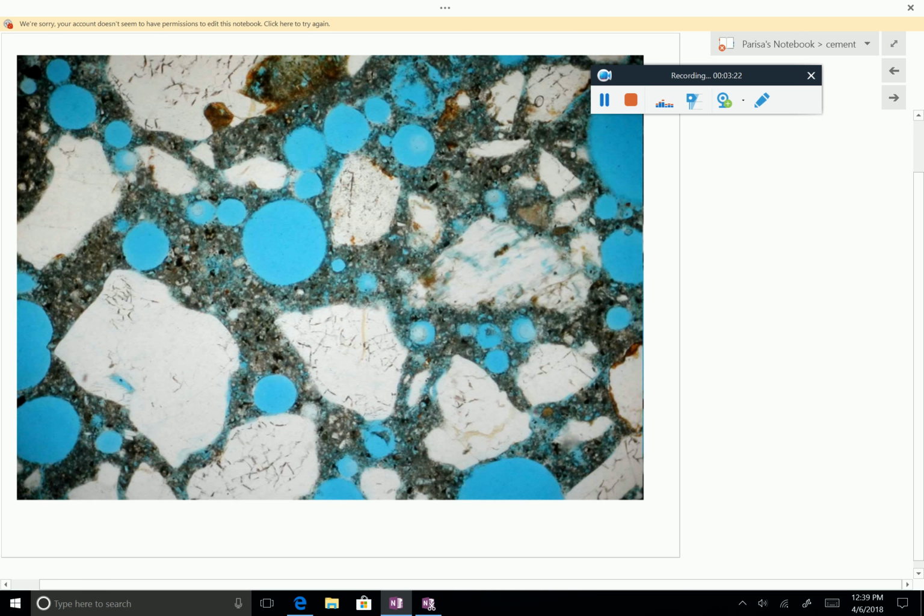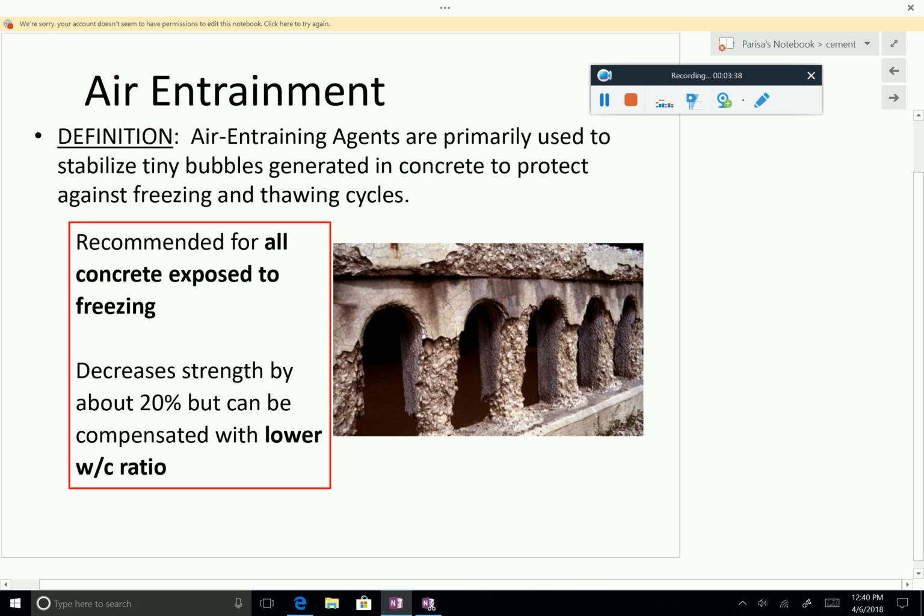We talked about this before, so you add entraining agent, which is kind of like dish liquid, and this creates tiny bubbles distributed all over the concrete. So if the concrete is subjected to cycles of freeze and thaw, then the water has a place to escape to. So when it increases volume due to freezing, then it doesn't basically crush the surrounding concrete and create this kind of scaling.